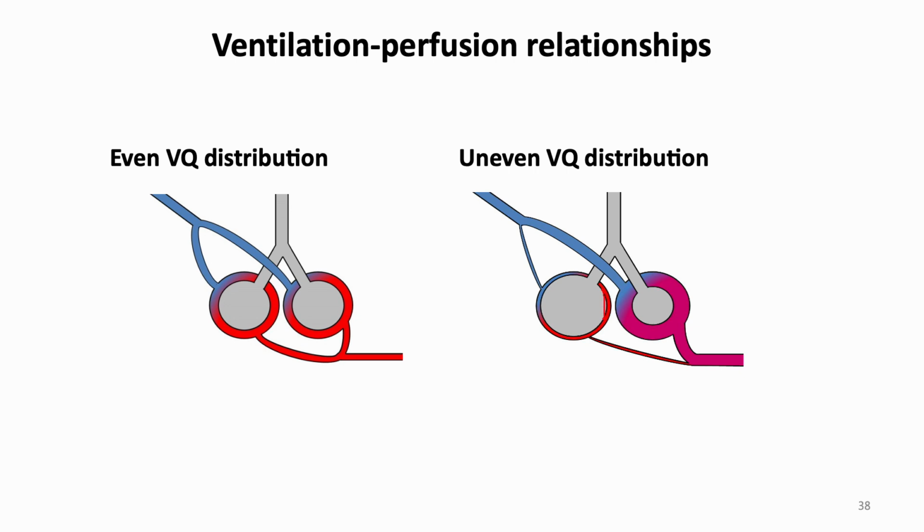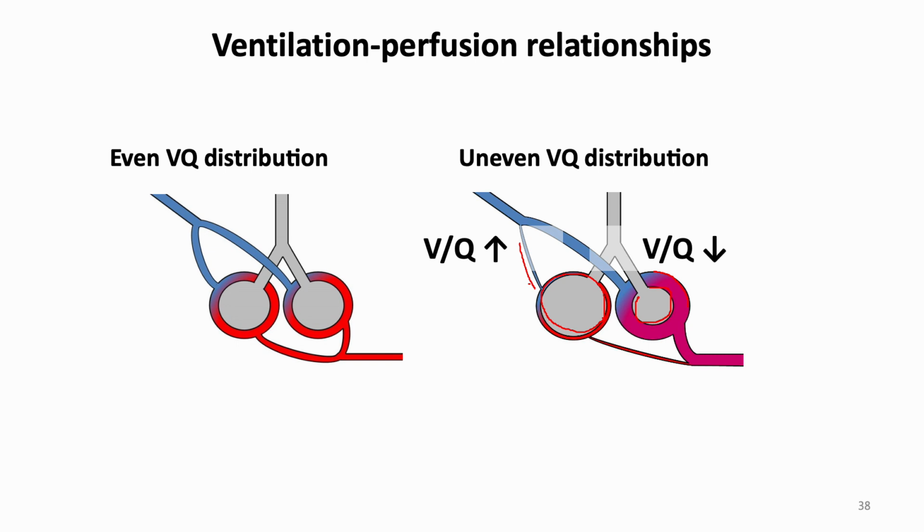That's what I've tried to show here, with a large alveolus and a small vessel feeding it, so that's a high VQ ratio. And we have areas with a low VQ ratio, which I've tried to show with a small alveolus and a larger vessel. So that's a high VQ ratio area and a low VQ ratio area. That could be the apex of the lung and the base of the lungs. This could be any two lung units.